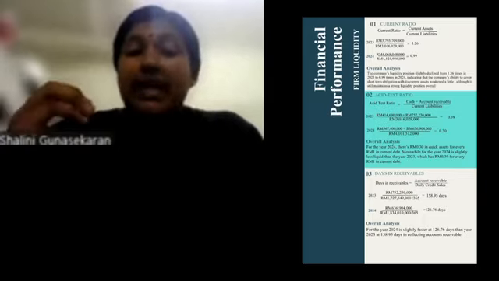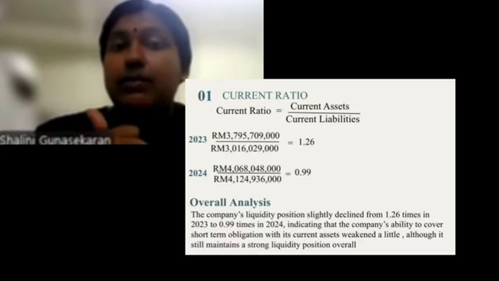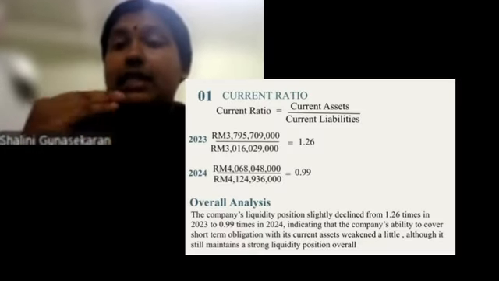To measure the financial performance of this company, we will be using four methods. The first method is firm liquidity. Firm liquidity is a metric that measures a company's ability to pay off its short-term liability using the short-term asset. So I will explain about current ratio. Current ratio can be found by dividing current asset by current liability.